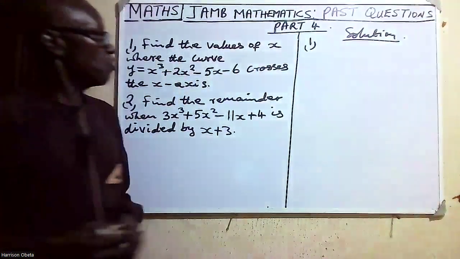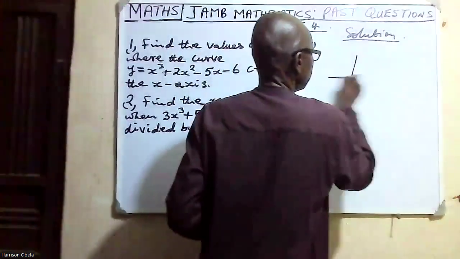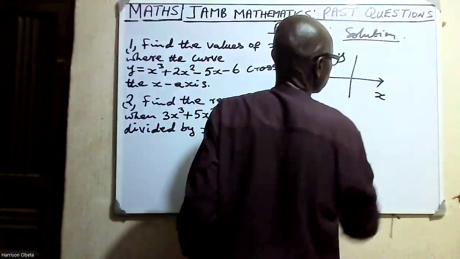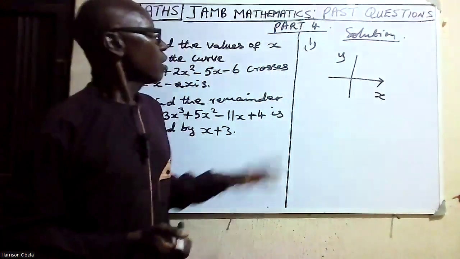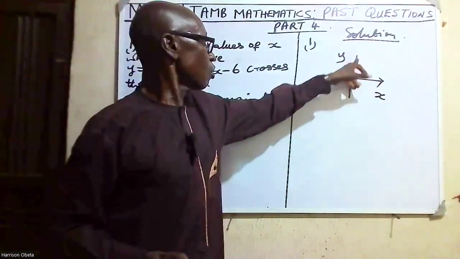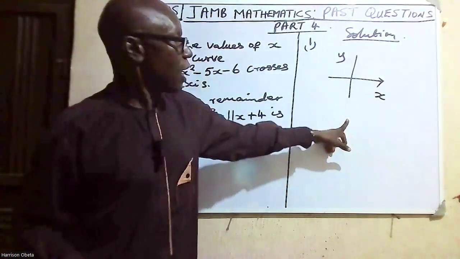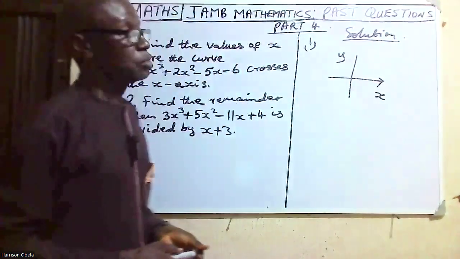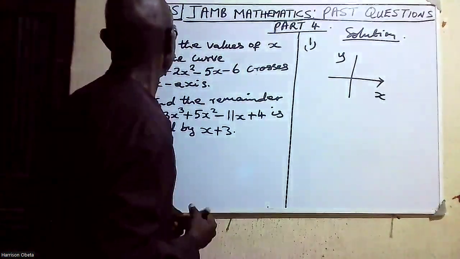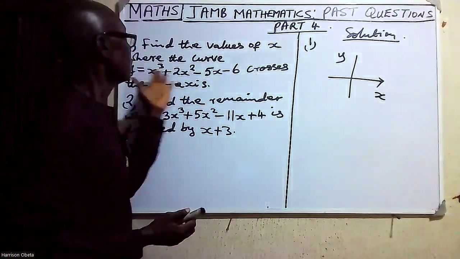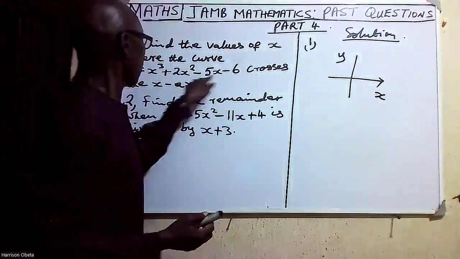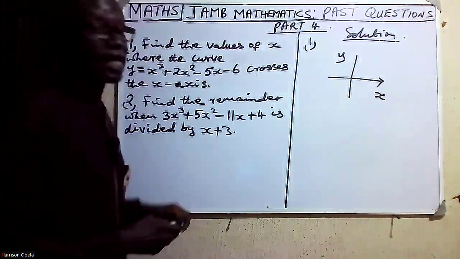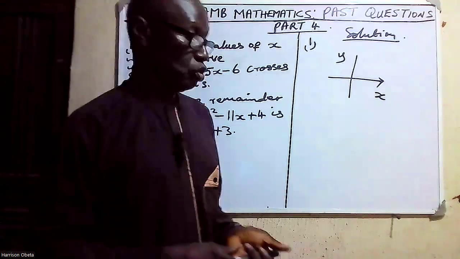If we have x and y axis, this is y, this is x. X is always 0 along the y axis, while y is always 0 along the x axis. So to find the values of x when this curve crosses the x axis, it means that it is at the point where y is equal to 0.